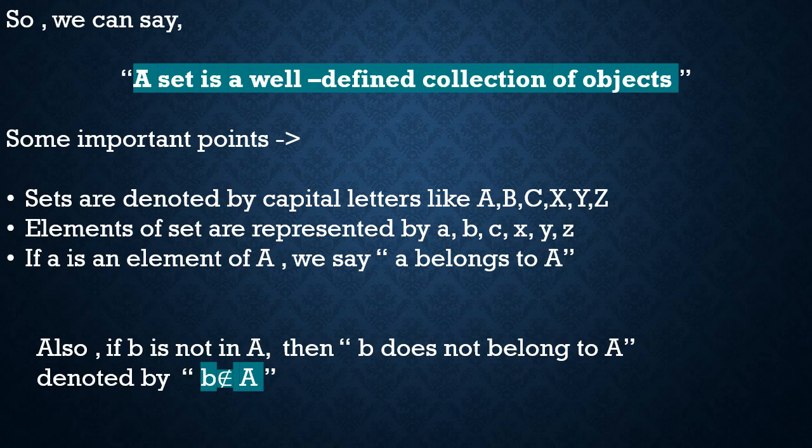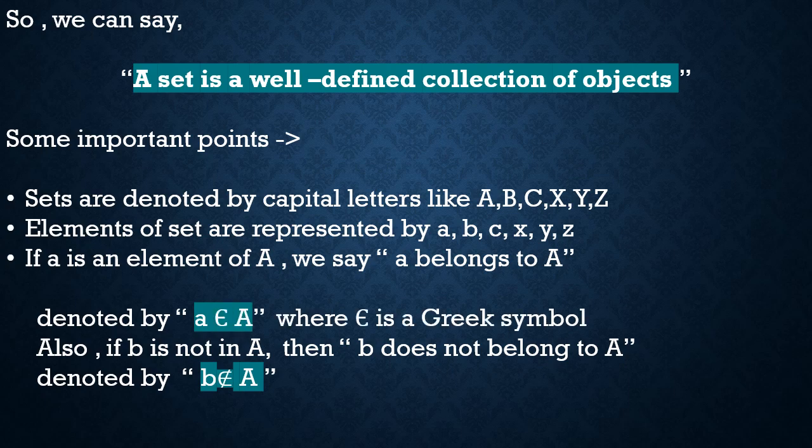There are some important points that we have to keep in mind. Sets are always denoted by capital letters. Elements of sets are always represented by small alphabets. If a is an element of A, we will say a belongs to capital A, denoted by a ∈ A. Also, if b is not in A, we will say b does not belong to A, denoted by b ∉ A.